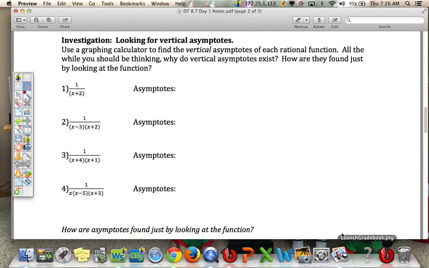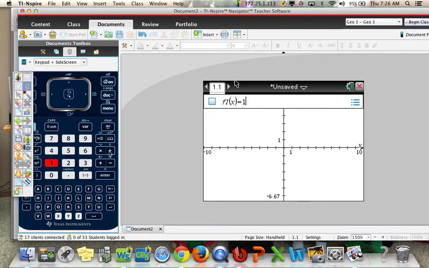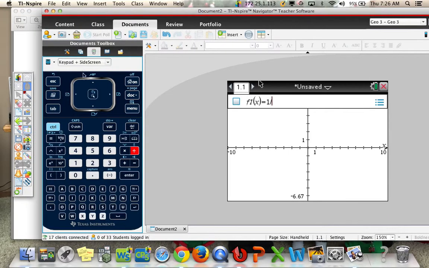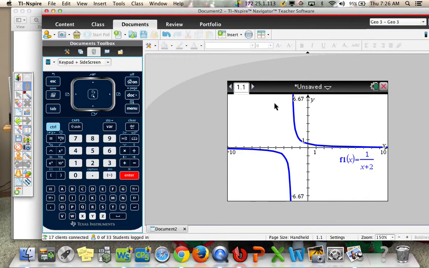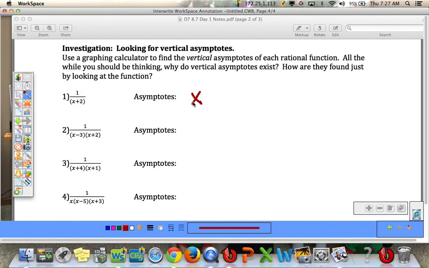So if we pull up our calculator, you can predict what this is going to do. X plus 2 would be left 2, but if we pull up our calculator, we have 1 divided by parentheses, x plus 2. And again, you can see that the horizontal asymptote stays the same, y equals 0. The vertical goes 2 to the left as we predicted. And if we write just the vertical asymptote, x equals -2.